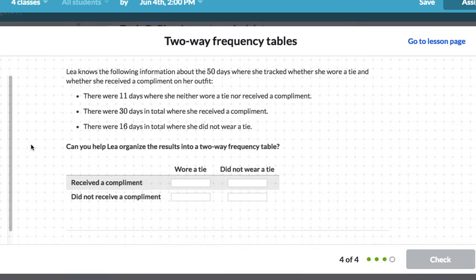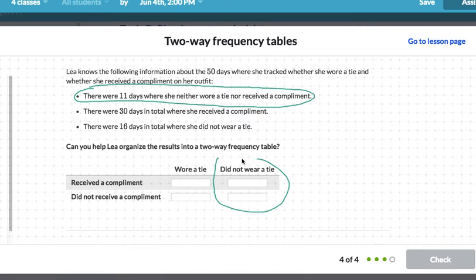So once again, we're looking for our intersection. 11 days where she neither wore a tie nor received a compliment. This is a similar question to what we just looked at before. Remember, the data may well be different, and they're just using similar scenarios. So 11 where she did not wear a tie and did not receive a compliment. There's your intersection right there, and we're going to put in 11 for that.